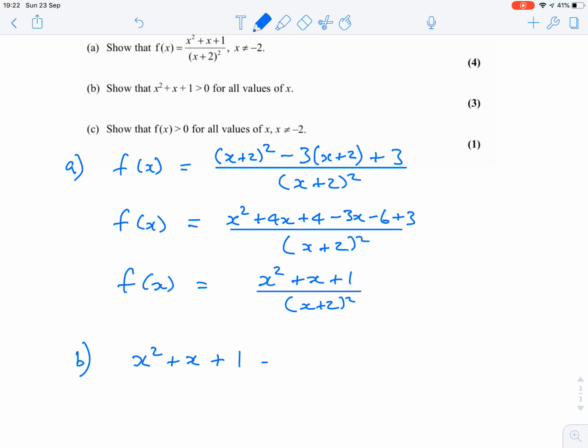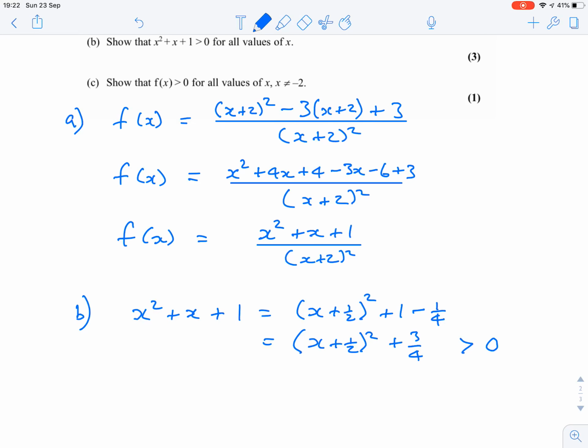x squared plus x plus 1 is equal to (x plus, and we want half the number of x's, so that's plus a half) all squared, plus 1, and now we need to subtract the square of the plus a half, so that's minus a quarter. So that gives us (x plus a half) all squared plus 3/4. And we can say that that is greater than 0 because we've got two positive quantities. The squared quantity is at least 0, and the second quantity is at least 3/4, and so added together they come to more than 0.